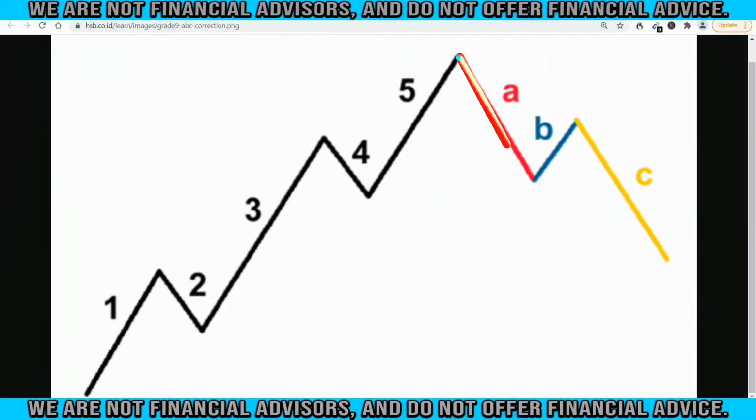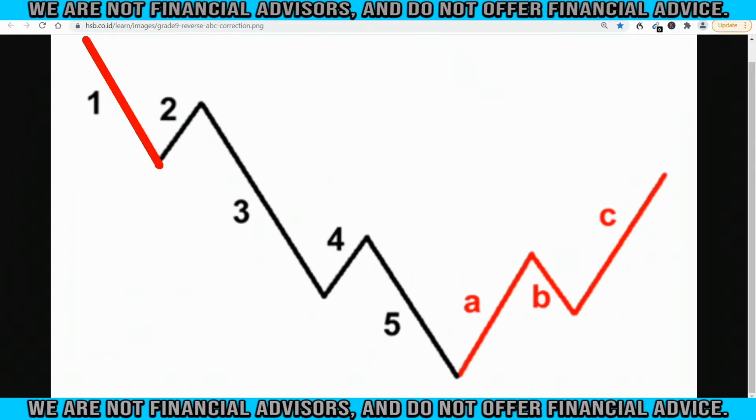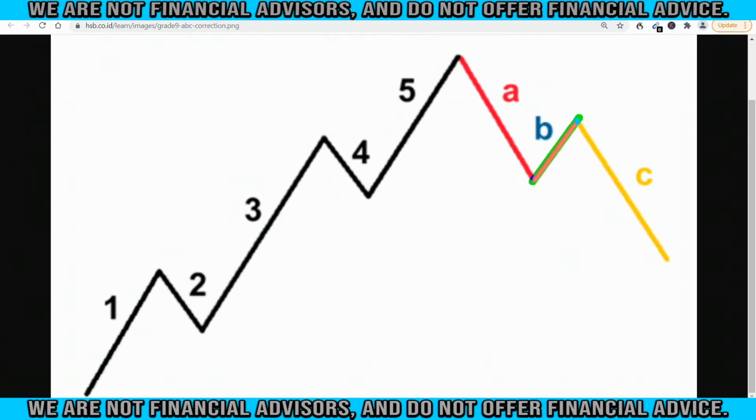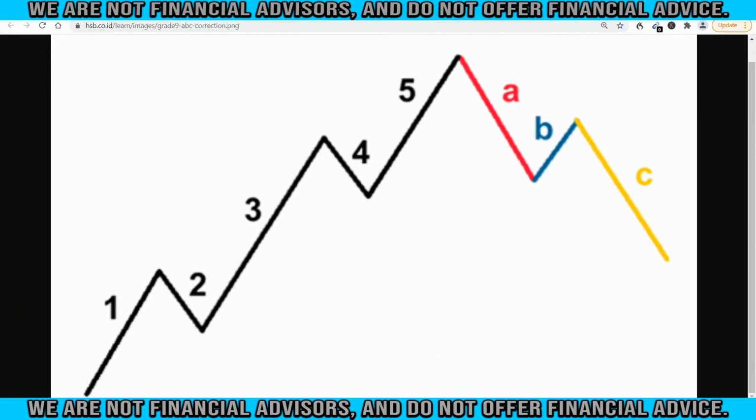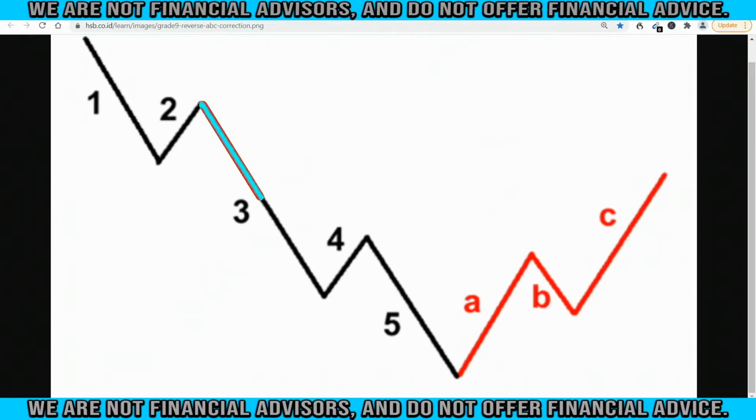Now here's the difference between an ABC pattern and an Elliott wave. The A leg and the 1 leg both look the same. The B leg, that's a counter trend trade, and the leg 2 both look the same. But this is where the difference comes in on a trend reversal: the C leg, which happens after the B leg, which on the Elliott wave down is leg 3.